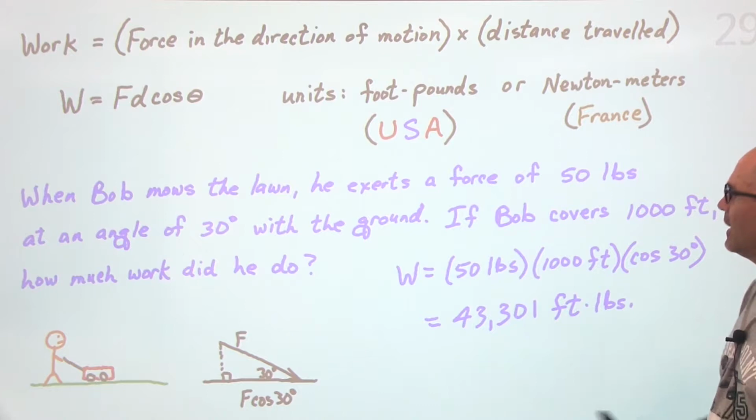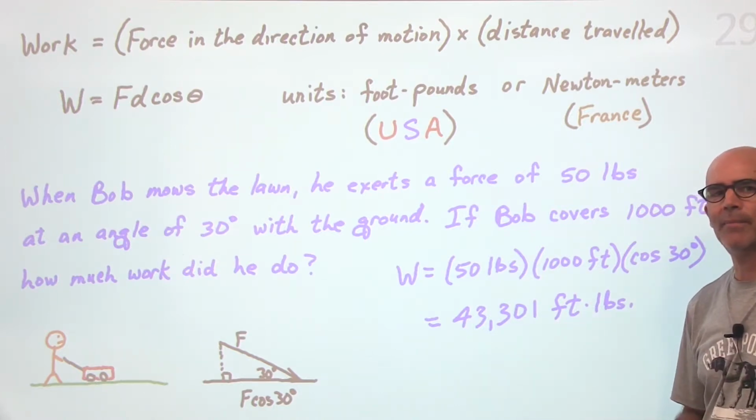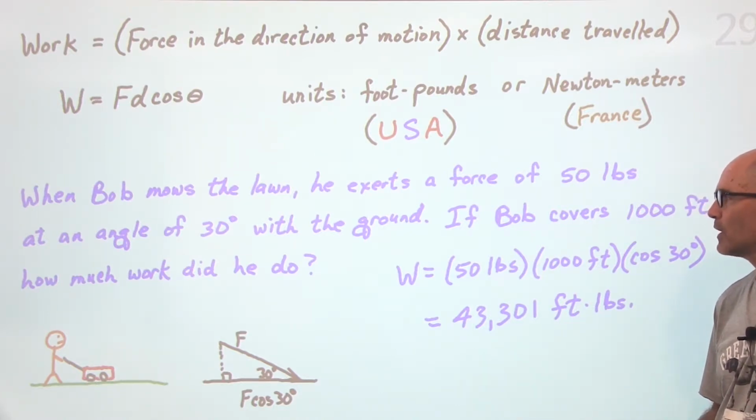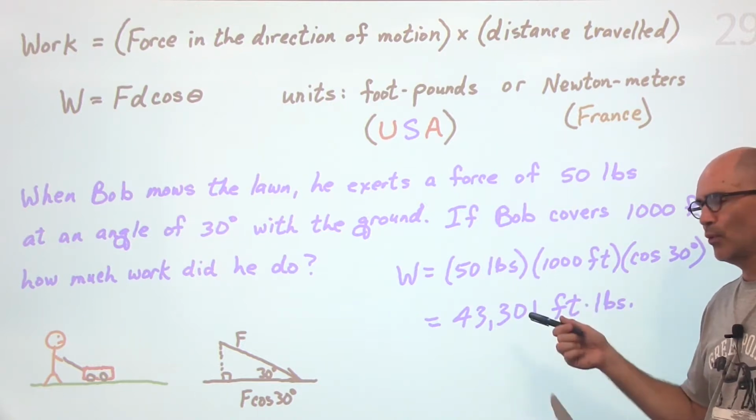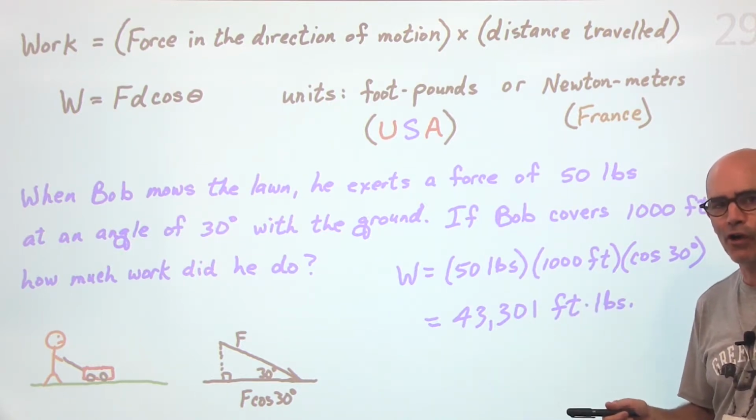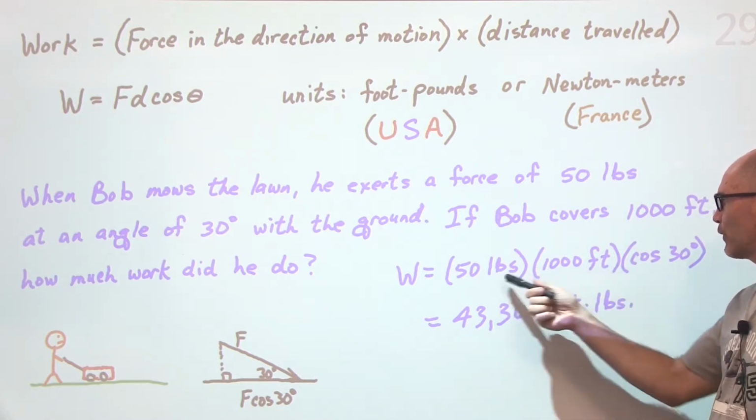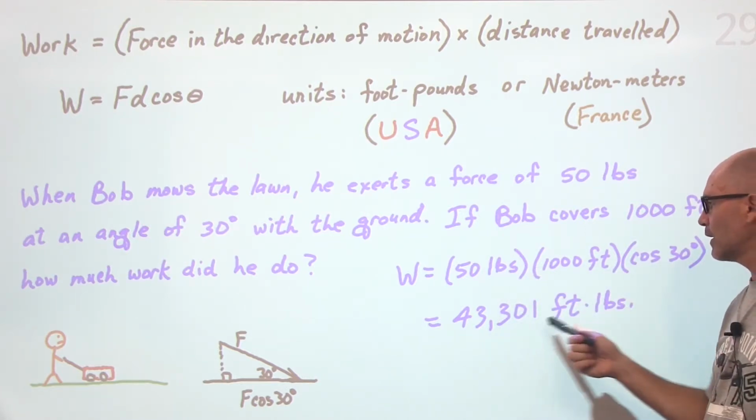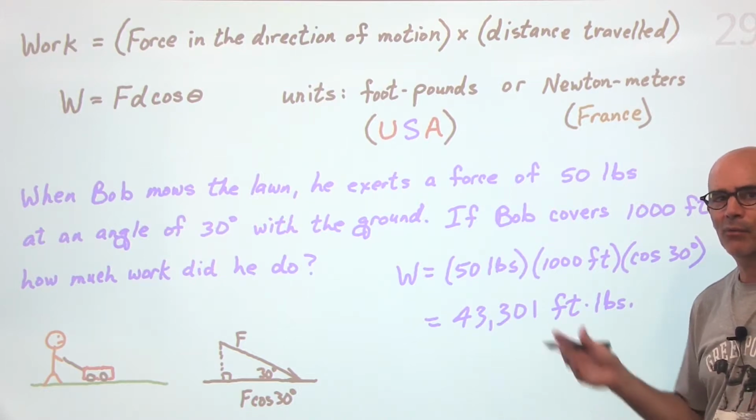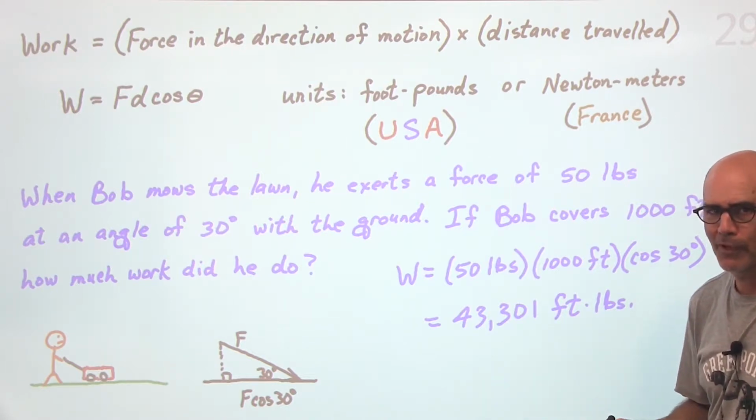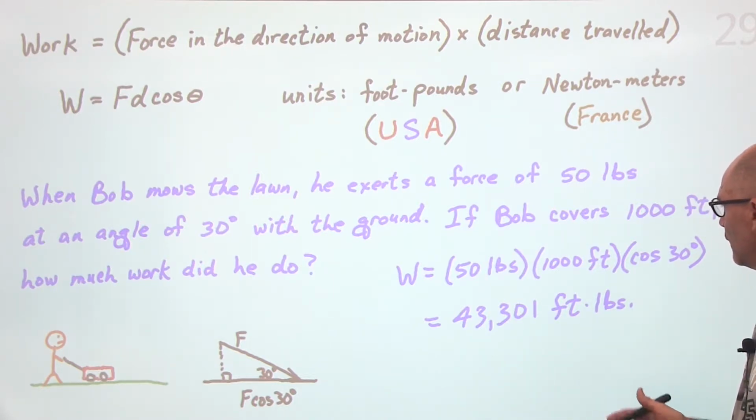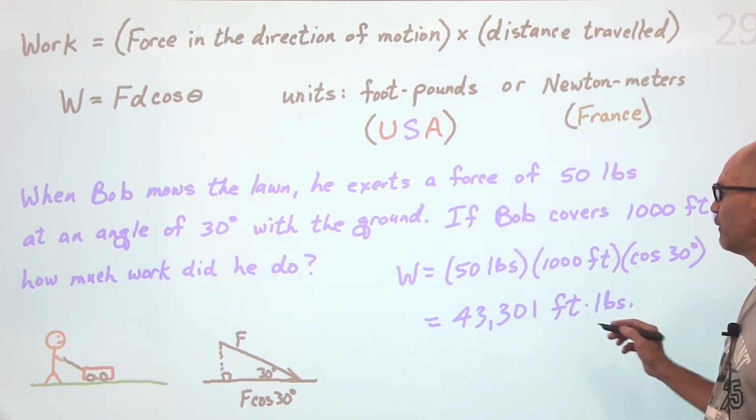So Bob did a sizable amount of work mowing this lawn. But you didn't have to do any work at all because the amount of distance you moved while you were writing these numbers and letters out was negligible. So that's it. 43,301 foot-pounds.